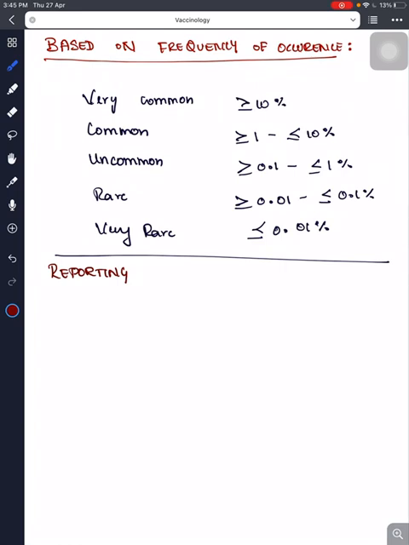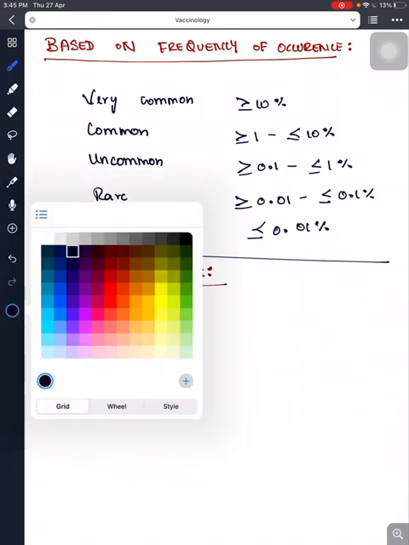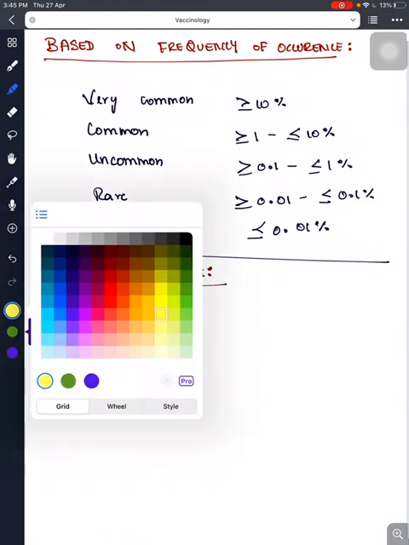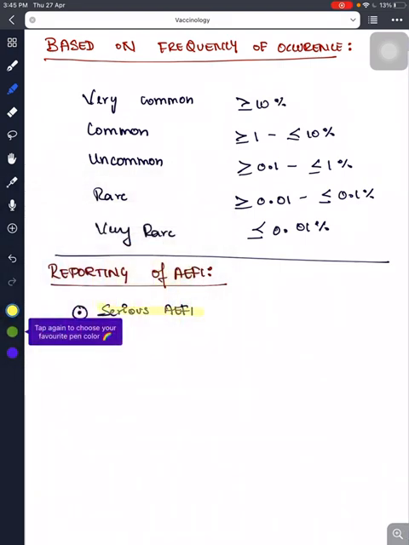Next we will discuss how they are going to report the AEFI. So reporting of AEFI, it is a flow chart. It should flow from the health worker, that is even from the ANM, because they are the field level workers. So it starts from the ANM, then to the in-charge medical officer in the PHC, then to the district immunization officer, then state level, then national level.